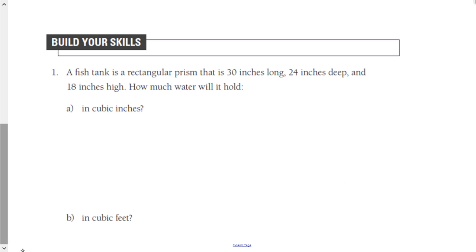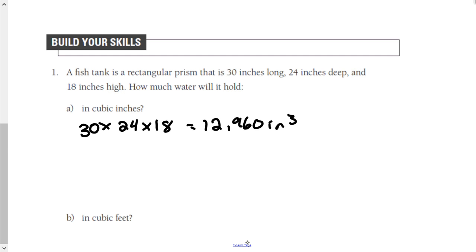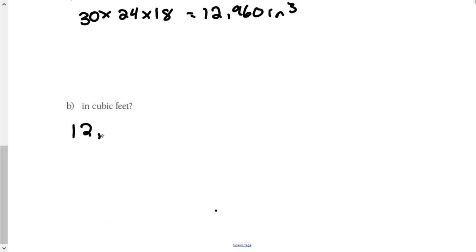Okay, build your skills. A fish tank is a rectangular prism that is 30 inches long, 24 inches deep, and 18 inches high. How much water will it hold in cubic inches? So 30 times 24 times 18. 30 times 24 times 18 gives us 12,960 inches cubed.